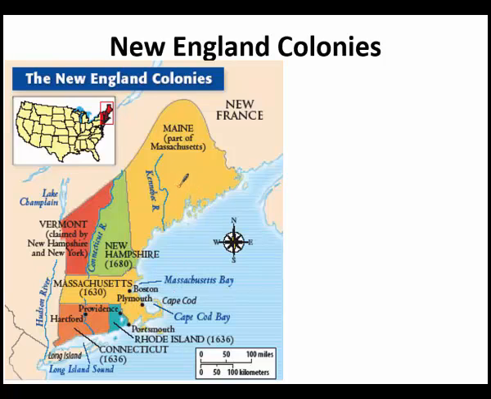Massachusetts Bay Colony would be Massachusetts and Maine. New Hampshire, here in green. Vermont, here in red, was actually claimed by both New Hampshire and by New York. Connecticut, here in this salmon color, and then Rhode Island here in blue. You can see Boston right here, which is not far away from Plymouth. And Boston was the single largest port in the colonial era. The British used Boston as a place to build many of their naval vessels.